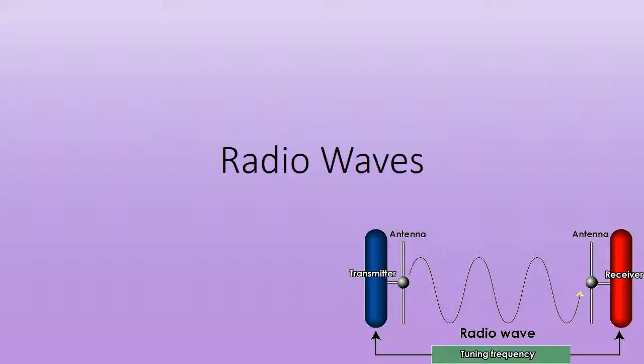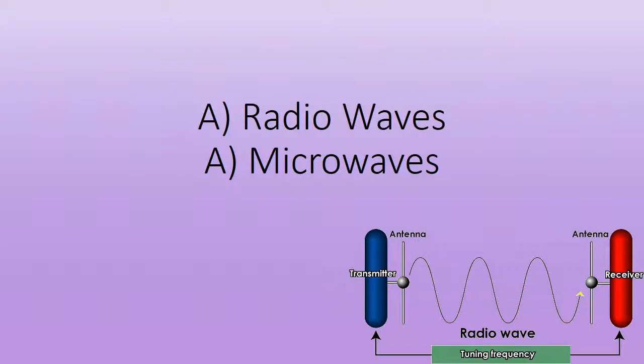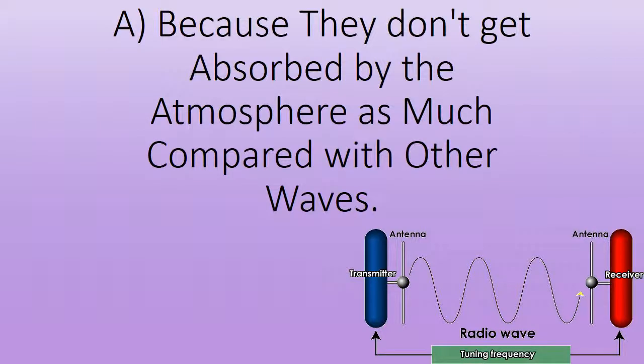Radio waves. What wavelengths are best for transferring information over long distances? Radio waves and microwaves. Why is this? Because they don't get absorbed by the atmosphere as much compared with other waves.